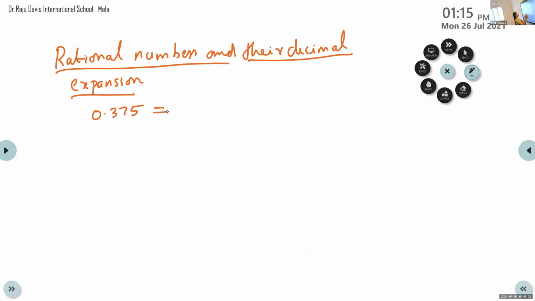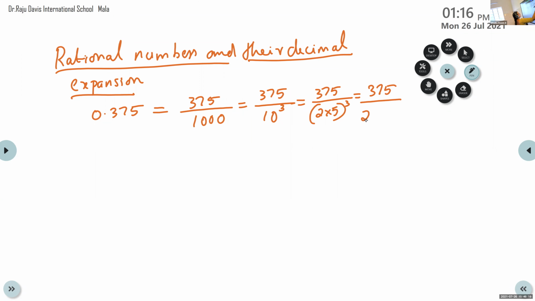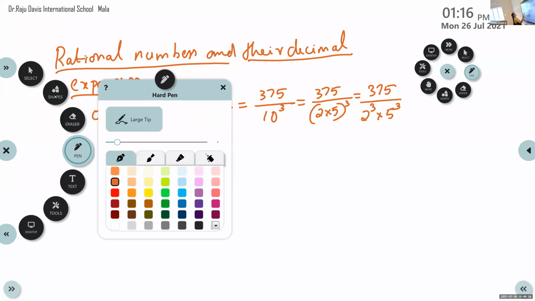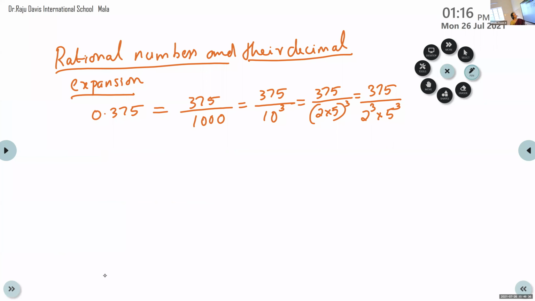So this we can write in the form p by q. 0.375 can be written as 375 divided by 1000, and this is 375 divided by 10 cube, since 1000 is 10 into 10 into 10. 10 we can write as 2 into 5, the whole cube. That is 375 divided by 2 cube into 5 cube.